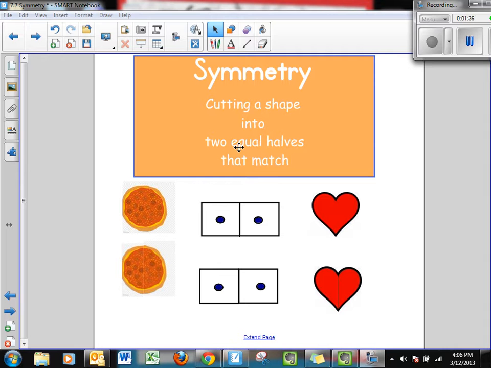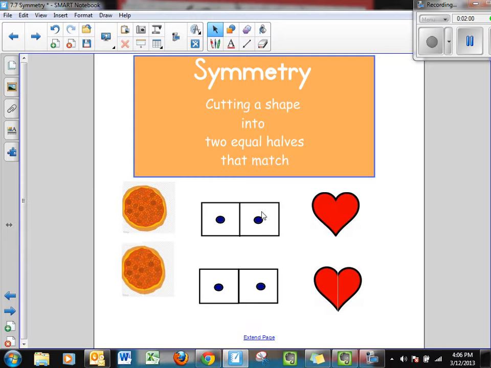Symmetry means that you're cutting a shape into 2 equal halves that match. So they have to be basically identical. They have to be the same on both sides. So you can see here, we'll start with the pizza. I've got this whole piece of pizza, and when I split it into 2 equal parts, you can see that they are the same size, same shape, and that they match. So 2 equal halves.